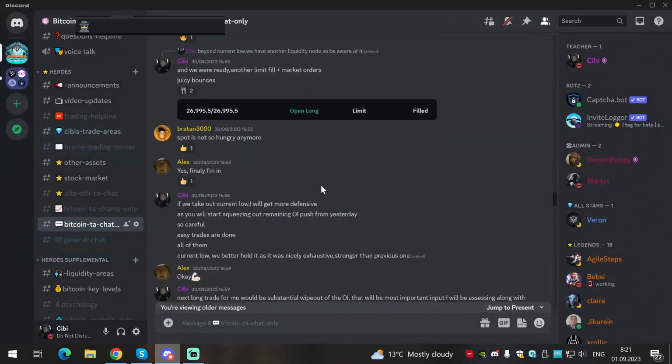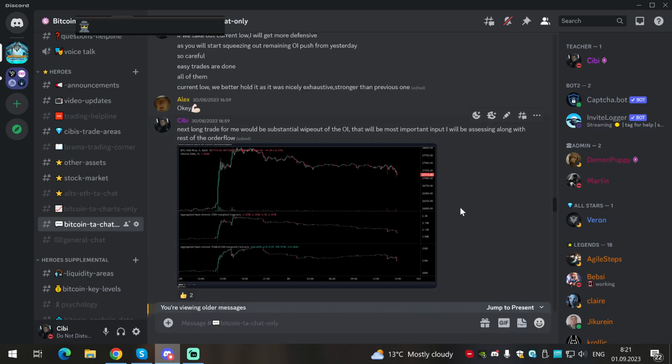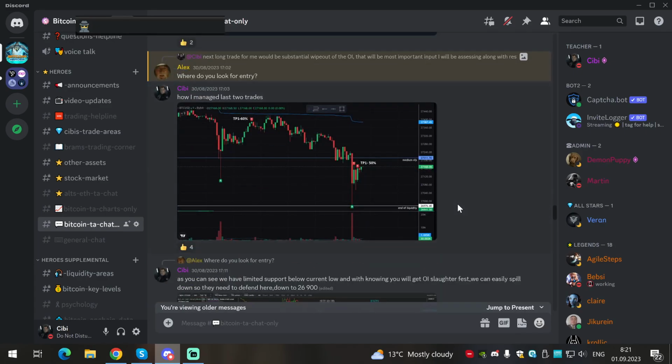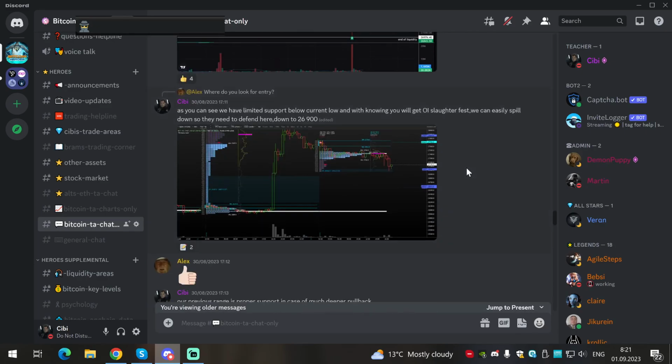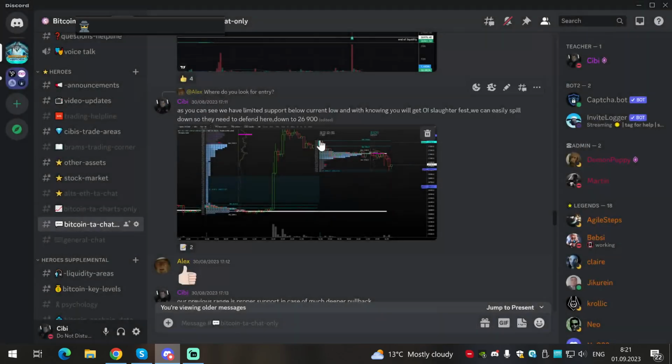Let's go further down. You see more scalps from me. Traders were also asking what support we have as soon as we go down, if we continue down. I said, as you can see, we have limited support below the current low, and knowing you will get an open interest slaughterfest, we can easily spill down. So bulls need to defend here.